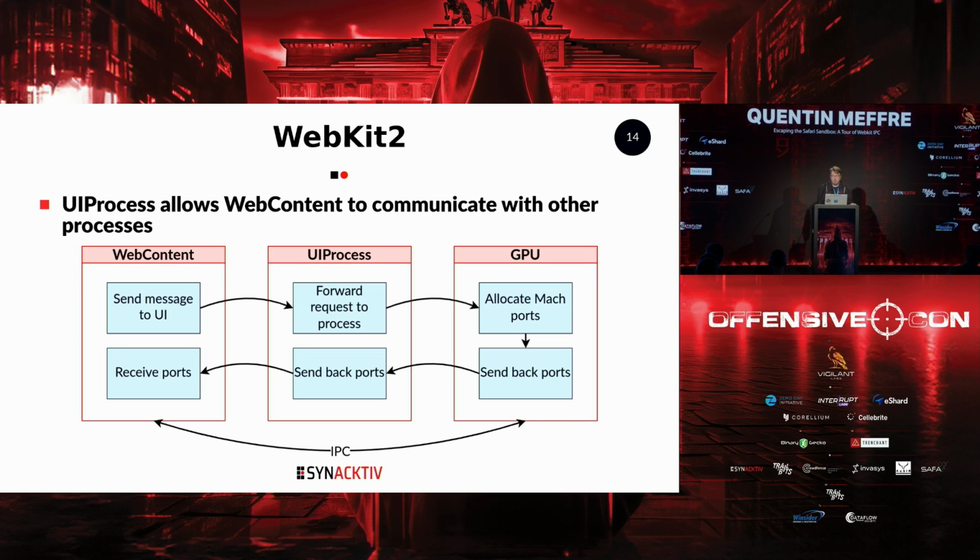WebKit also allows two low-privilege processes to communicate with each other. For example, let's say web content wants to talk with the GPU. Then web content will send a request to the UI process, which will forward it to the GPU. The GPU will allocate some Mach ports and send them back to the UI process, which will send them to web content. And thanks to those Mach ports, web content and the GPU can communicate without using the UI process as a proxy.